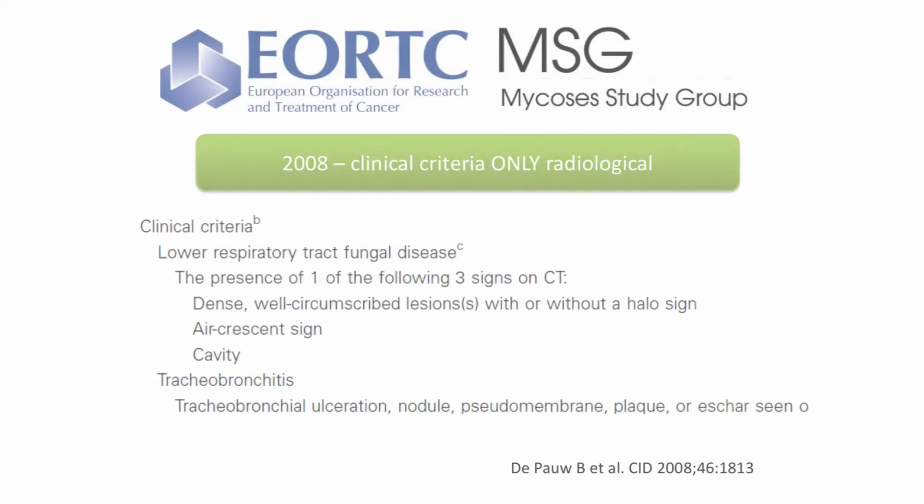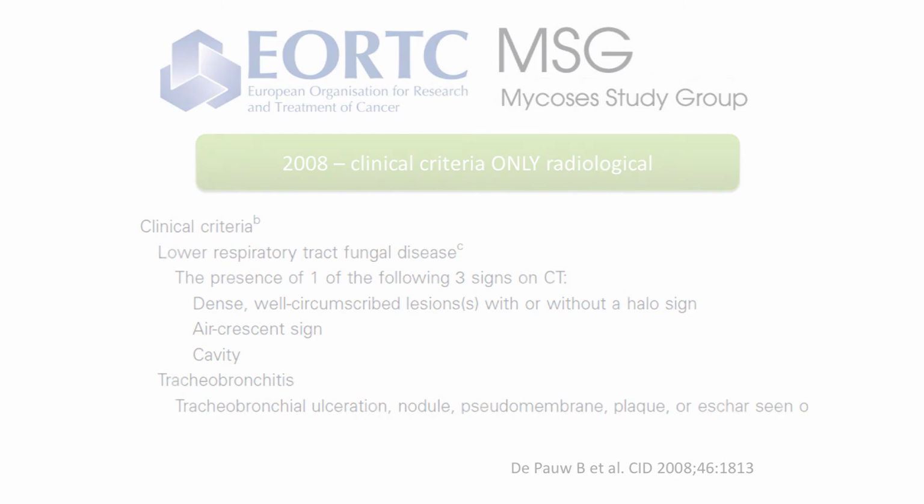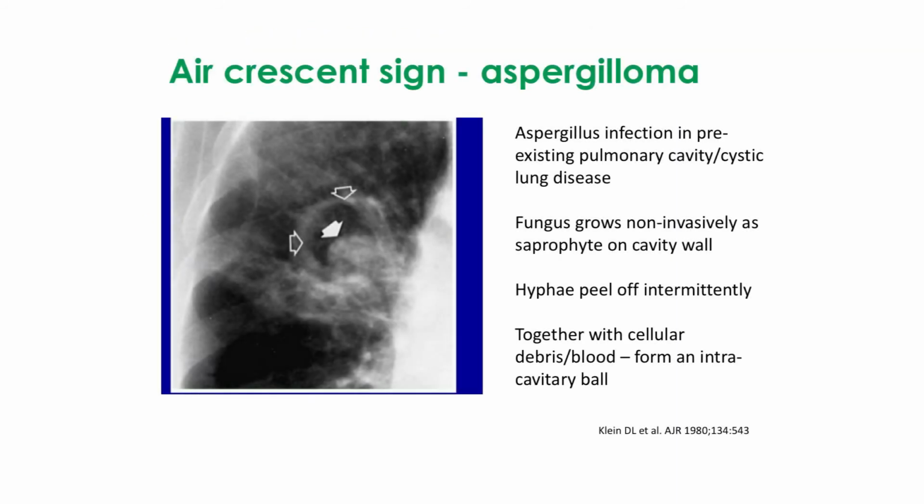And as you can see, apart from the nodule with or without halo, there's also mention of Air-crescent and cavity. So again, going back to medical school days and the days when we trained for the MRCP, actually Air-crescent sign was diagnostic of an aspergilloma, isn't it? An aspergilloma is a saprophytic infection in a pre-existing cavity, and usually not very, very different from invasive pulmonary aspergillosis, although hemoptysis can be life-threatening.